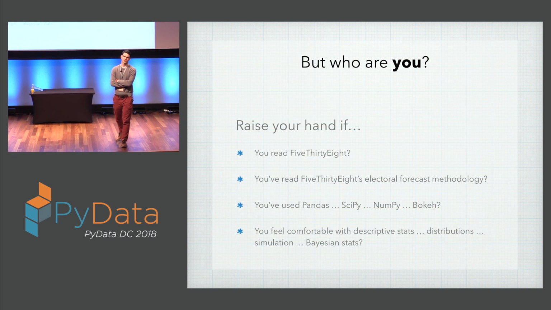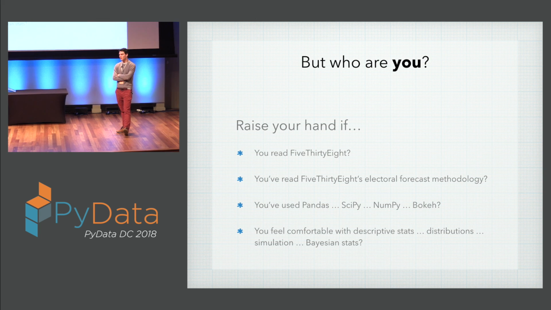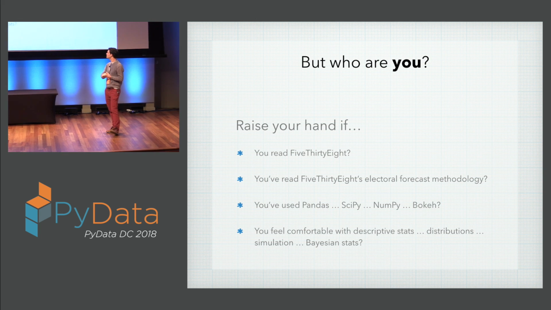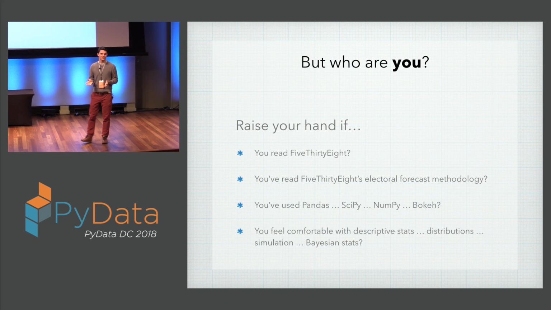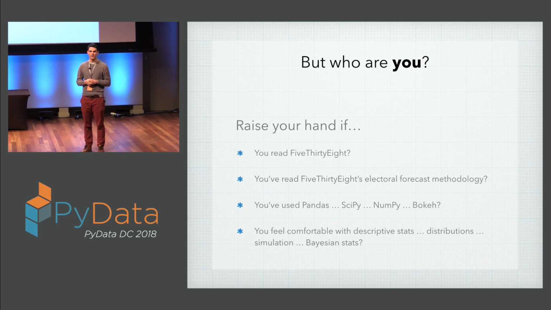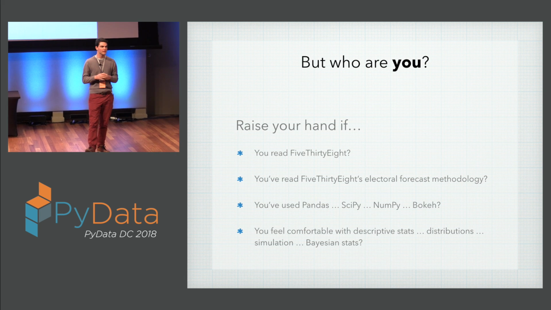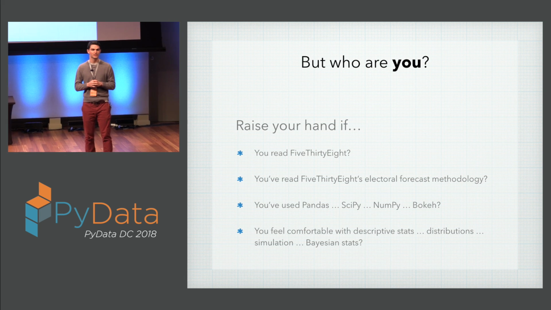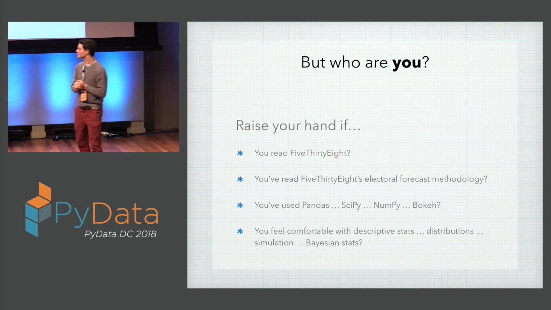We have questions for you. Just raise your hand based on the following prompts, if you will. Gives us the ability to see where the audience sits on some of these key skills and the proficiency in the background. So raise your hand if you read 538 relatively regularly. Awesome. I'd say about 85%. Raise your hand if you've read 538's electoral forecast methodology. Fair number. Great. I'd say about 15%.